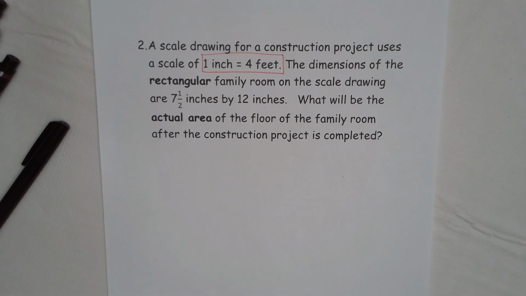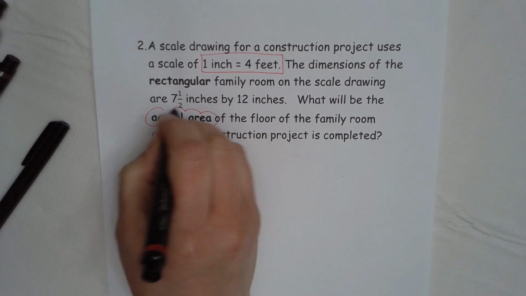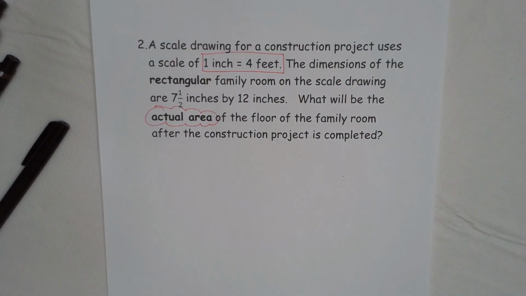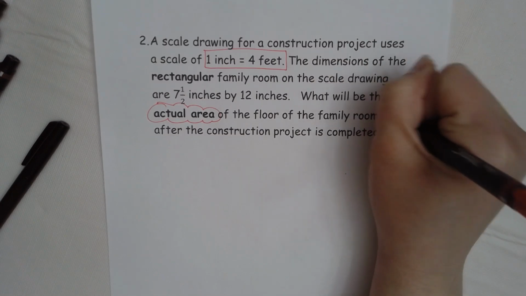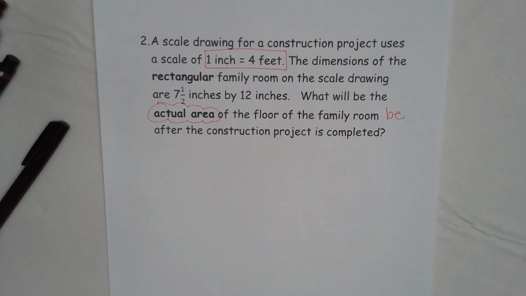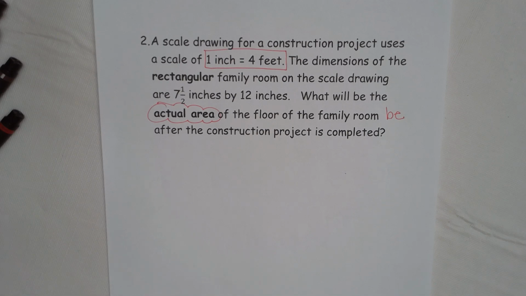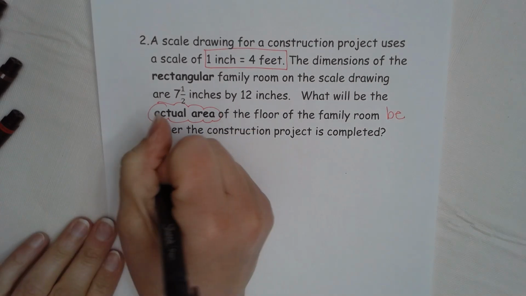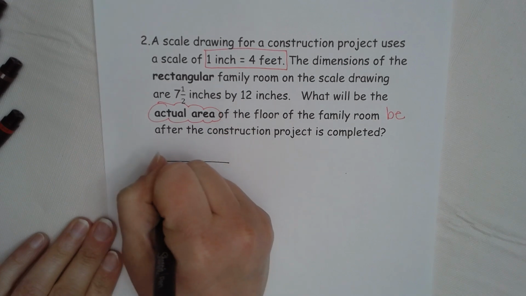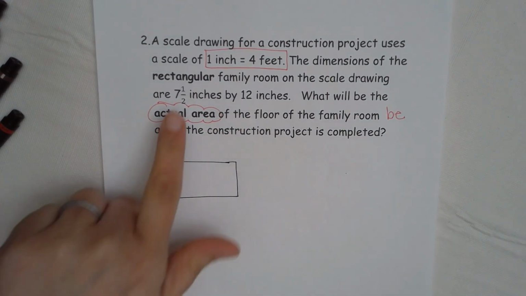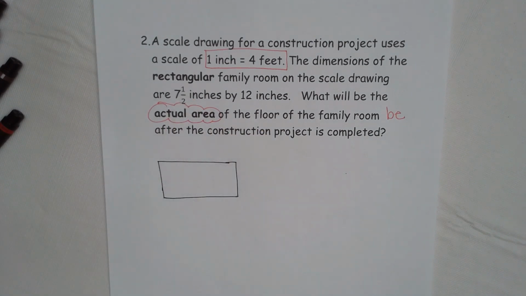What will the actual area of the floor of the family room be after the construction project is complete? Okay, so once again, we are going to make a model. I'm going to draw out a little picture so I can get a visual of what I'm looking at. So here is the family room, and the dimensions are 7.5 and 12 inches, or 7.5 and 12.